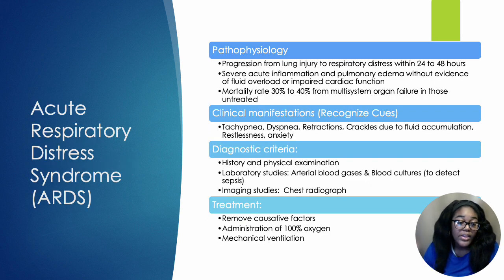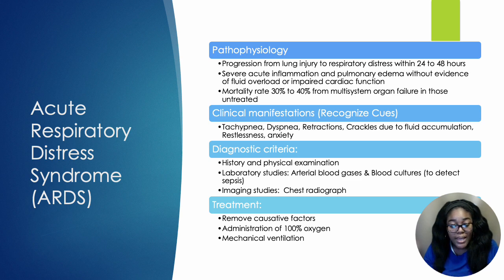Next, we'll talk about acute respiratory distress syndrome, also known as ARDS. And this is a very severe acute inflammation of the lungs. It can result in pulmonary edema without evidence of fluid overload, or it can impair cardiac function. More often, it's a progression from lung injury into respiratory distress within 24 to 48 hours. A lot of these individuals do have to be intubated because of how severe the effects are.